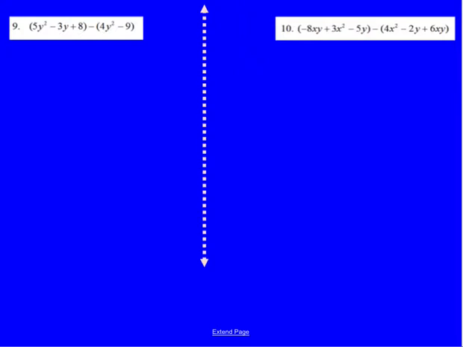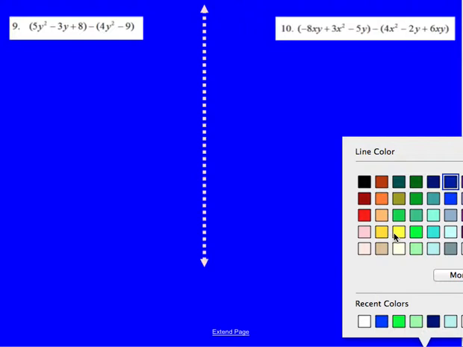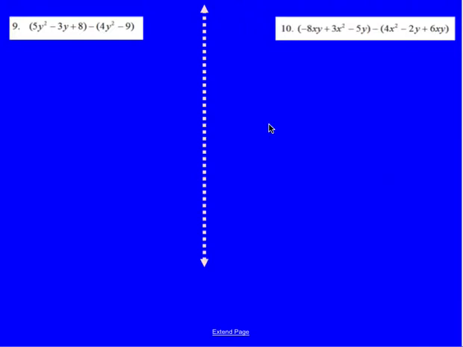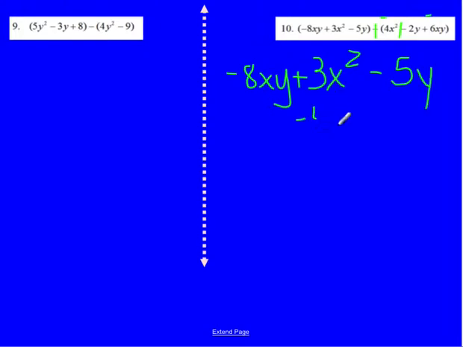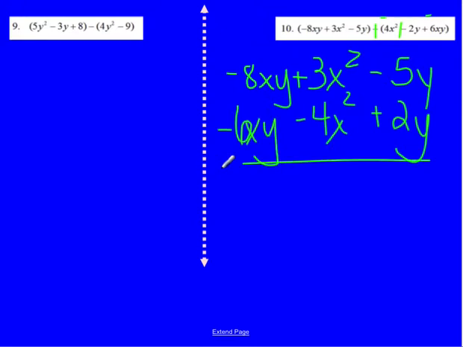Okay, so next, let's take a look at number 10. For number 10, I want to distribute in that negative. I want to change the signs of everything because that makes it a lot easier for me to remember. If you try and do too much in your head, it gets confusing. So we have negative 8xy plus 3x squared minus 5y. I'm going to use that column method. Now that I've changed the signs of everything, this is going to be a negative 4x squared, this is going to be a positive 2y, and this is going to be a negative 6xy. So now I can add down those columns.